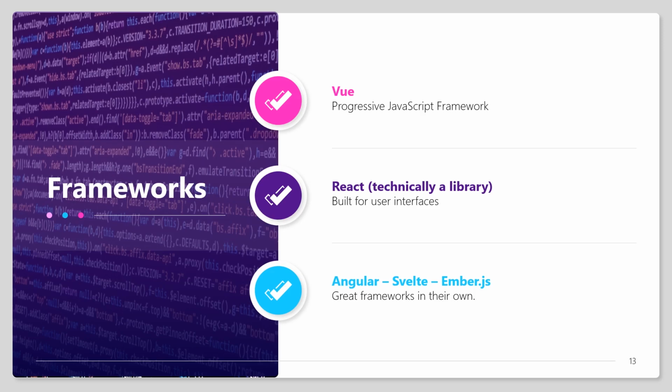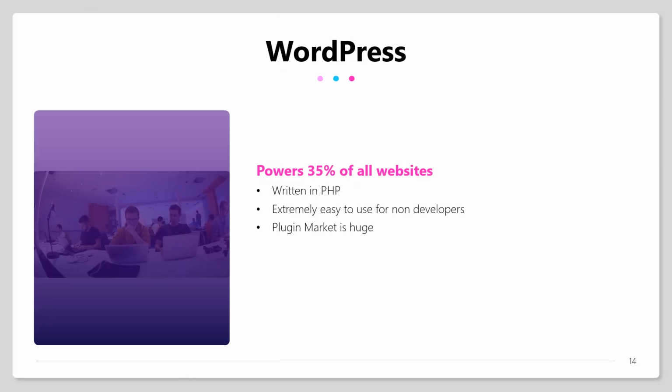Let's not forget that WordPress is still happening. It's still extremely popular. I just Googled this. It said, according to some reports, it powers 35% of all websites. It's written in PHP, so PHP is not a dead language by any stretch of the imagination. There's many amazing Laravel projects. PHP's integrated in with WordPress. And one thing really nice about it is it's extremely easy to use for non-developers.